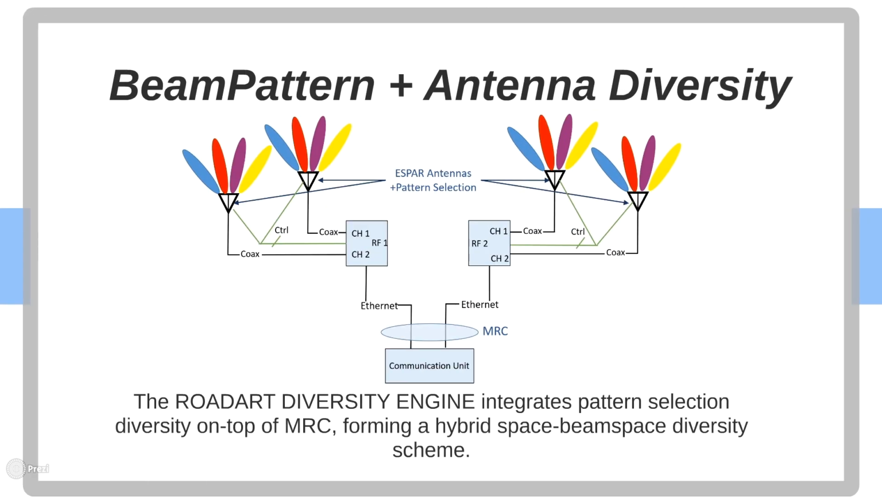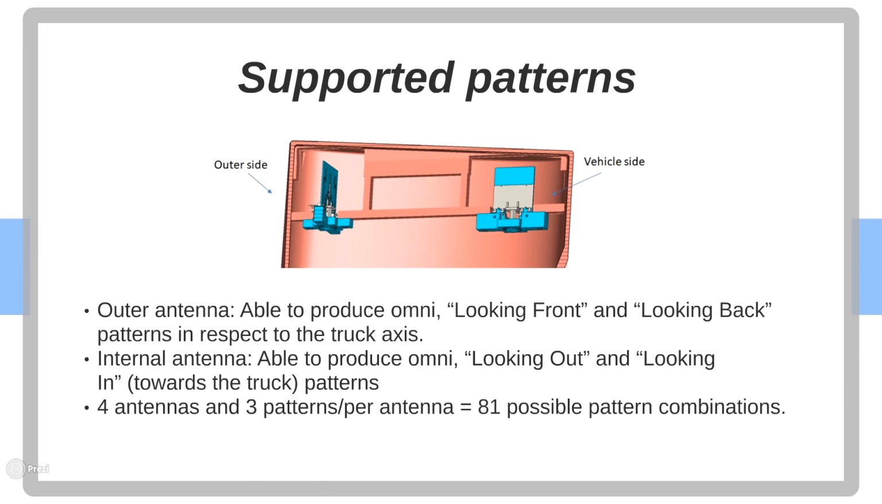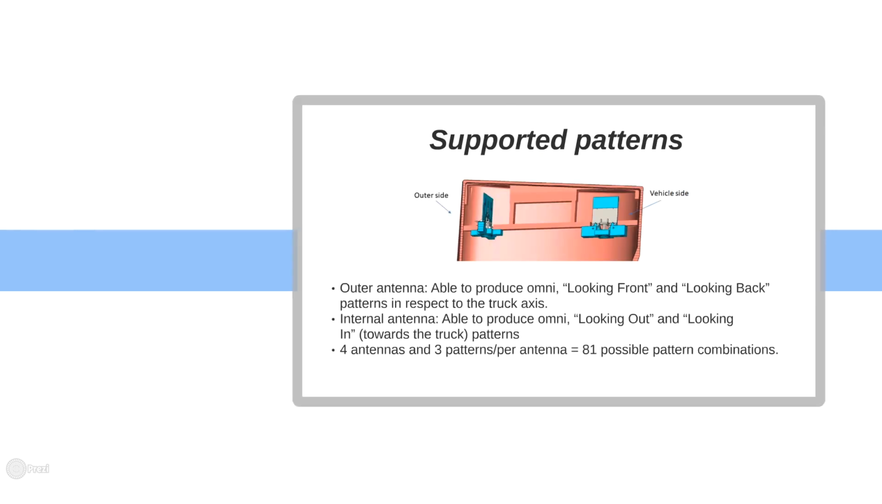Therefore, the developed and demonstrated ROADART diversity scheme is a hybrid space and beam space diversity scheme with the use of ESPAR antennas. 2 antennas were placed into the side mirror casing. The outer antenna produces either omnidirectional or directive patterns looking in front or back with respect to the track axis. The antenna at the inner side produces either omnidirectional or patterns looking in or looking out of the track. With 4 antennas and 3 patterns per antenna, 81 pattern combinations are possible.